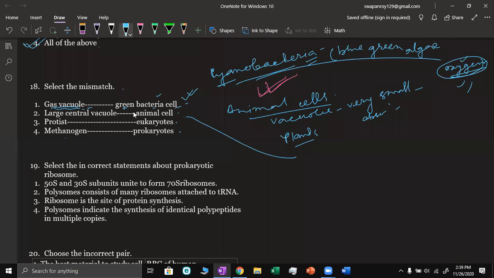Of course, green photosynthetic bacteria, green and purple bacteria, do not produce oxygen, but they have gas vacuoles. Protists are members of kingdom Protista; they are eukaryotic organisms. And methanogens are methane-producing bacteria. They are all prokaryotes.